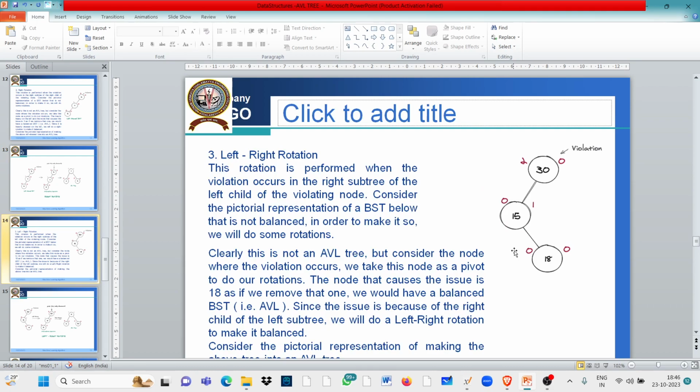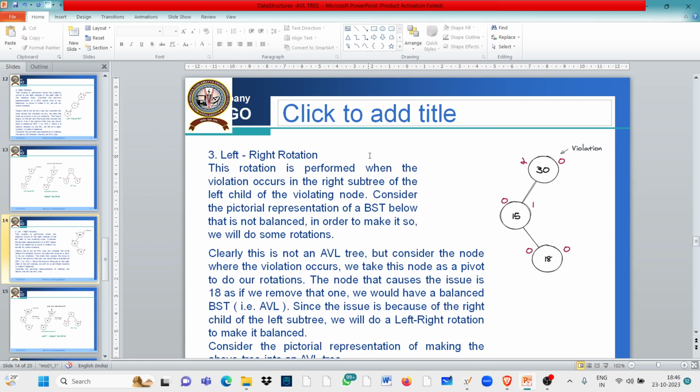In the left right rotation, suppose I have a root node and the key is 30, then I have to insert 15. 15 is less than 30, so it will be to the left. Then I want to insert 18. 18 is less than 30, come to the left. Then 18 is greater than 15, then go to the right. So now it is first left, then right, so it is called left right rotation.